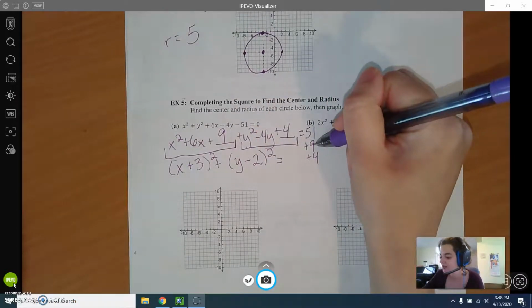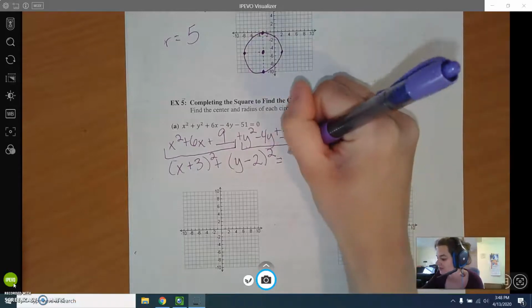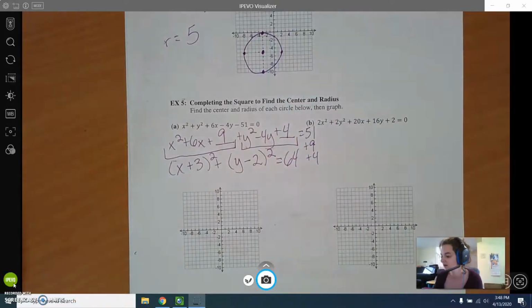51 plus 9 is 60. 60 plus 4 would be 64. Okay, so now I'm finally in center radius form. Hooray! Okay. So then we can find our center, we can find our radius, and we can graph it.